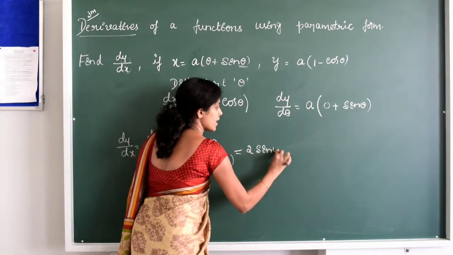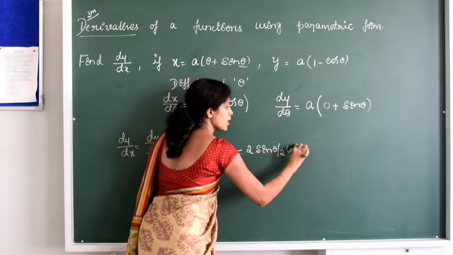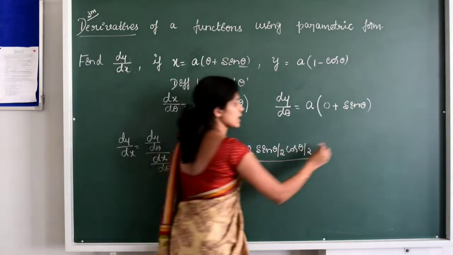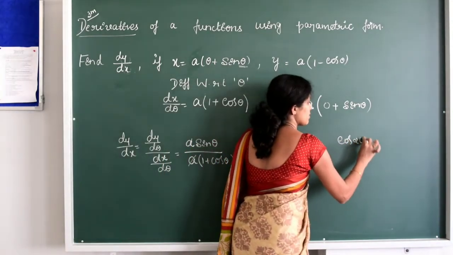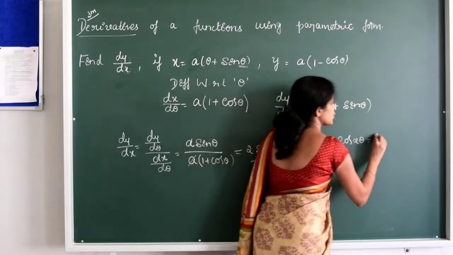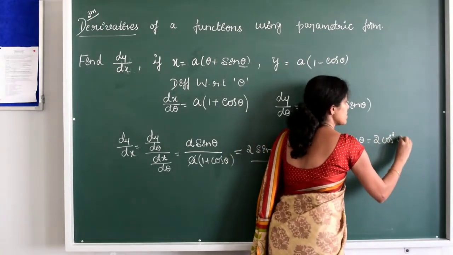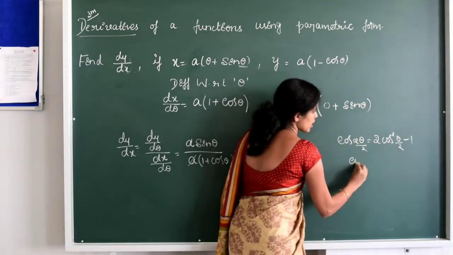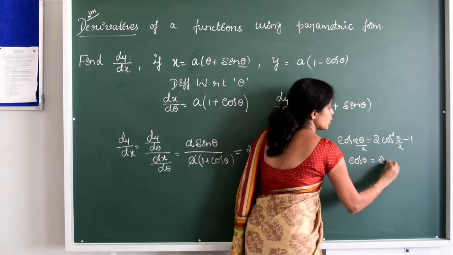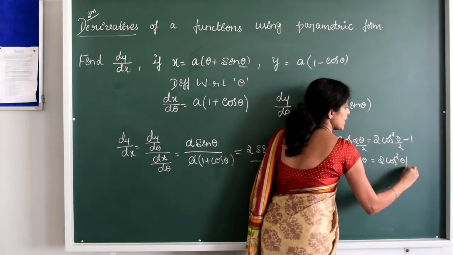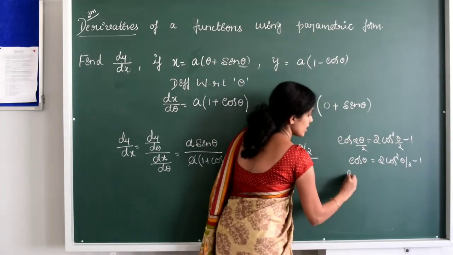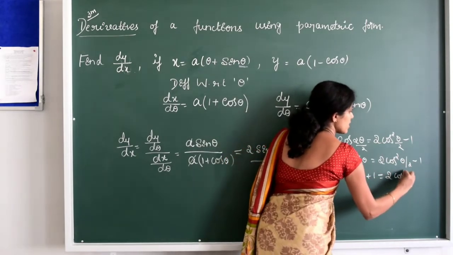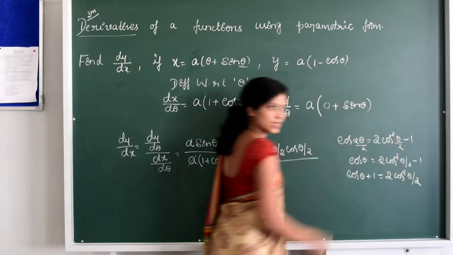Sin angle is divided by 2: sin theta by 2 into cos theta by 2, divided by, what is 1 plus cos theta? By using the cos 2 theta formula, right? I hope you remember this one. Cos 2 theta is 2 cos square theta minus 1. If I divide the angle by 2, then cos theta is equal to 2 cos square theta by 2 minus 1. By this we can write cos theta plus 1 is equal to 2 cos square theta by 2, right?